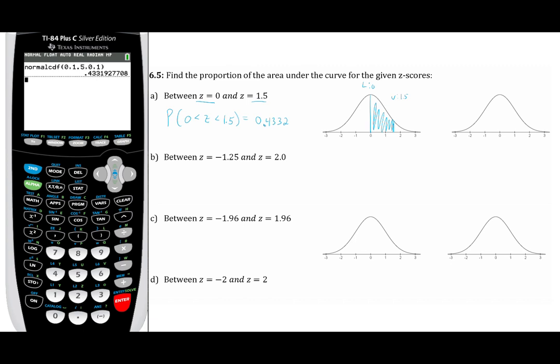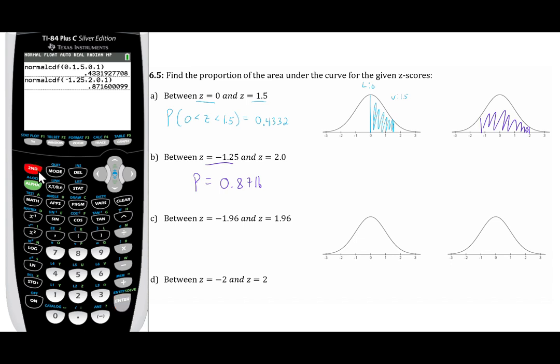And then we'll do a few more of these. We'll do them rather quickly. Negative 1.25 to 2.0. Second, vars, number 2. Negative 1.25 to 2. Enter one more time. The probability is going to be equal to 0.8716.